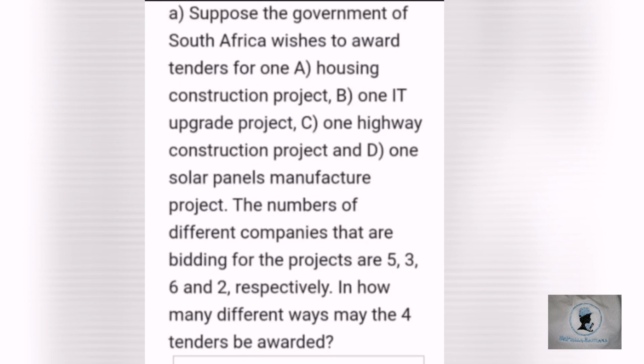You can see that different companies have applied for the different tenders that are available. For the different projects, we won't be choosing from the same companies, because different companies have applied for the different projects depending on what they specialize in. So the answer will be 5 times 3 times 6 times 2.